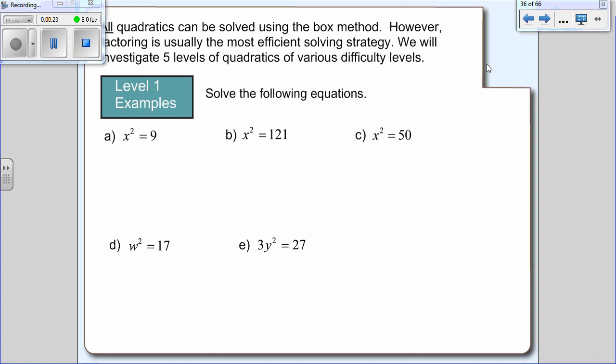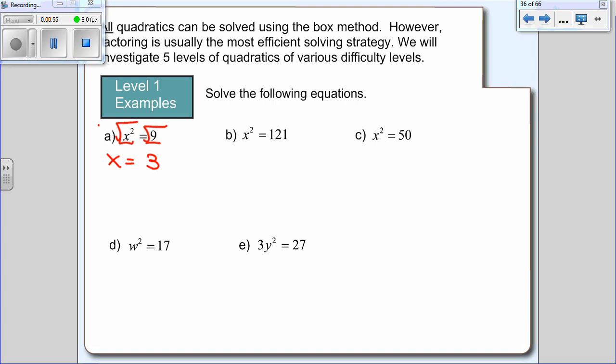This is a level 1 box method question, where you have x squared, which means this is a quadratic, and it's equal to some number. If I told you to solve that quadratic, you could solve it pretty easy. How would you get x by itself? Square root both sides. So you square root, you get x equals 3. Simple, correct? So if you have something squared equal to a number, square root both sides and you're set.